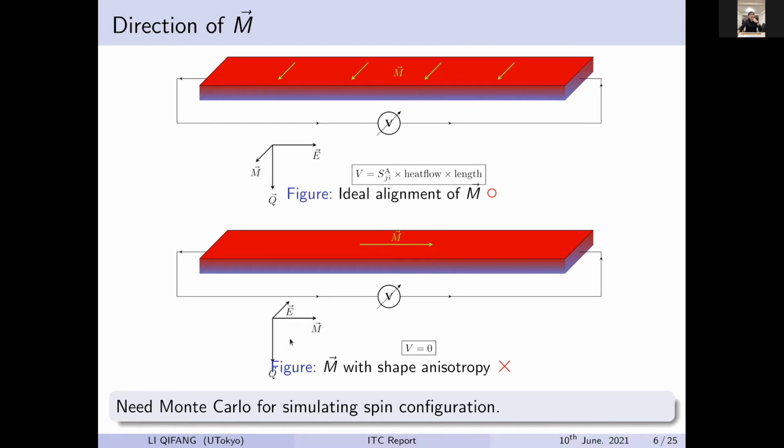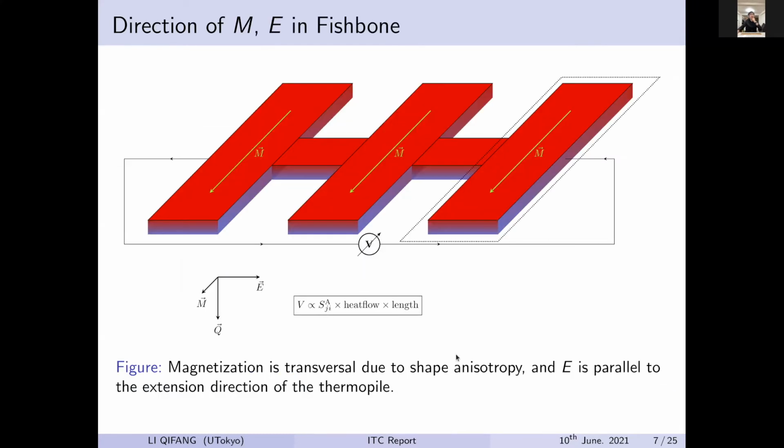However, in real materials, due to the existence of shape anisotropy, the magnetization usually prefers to align parallel to the direction of the wire, so that the generated electric field E is perpendicular to the direction of the wire. As a consequence, we are not able to observe the voltage between the two ends. So we need Monte Carlo simulation for simulating the thin configuration.